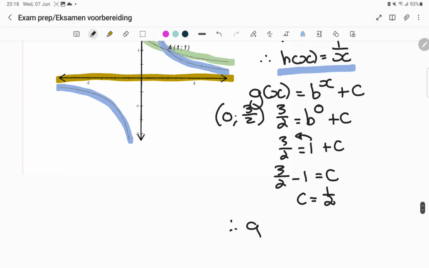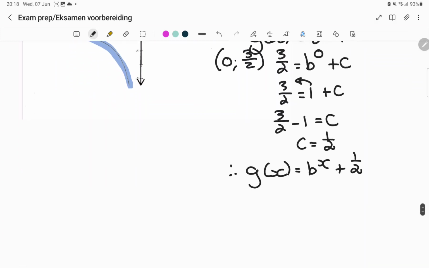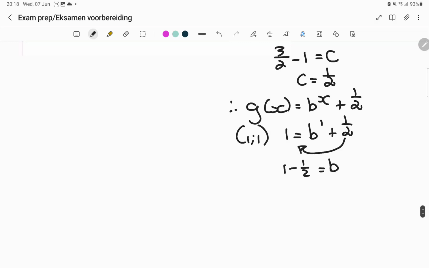Right, so now I know that g of x so far is equal to b to the power of x plus 1 over 2. Now I have to look for another point. So another point I have is point A, which is the point (1; 1). So I'm substituting that in. So in g of x's place, I'm putting a 1. In x's place, I'm putting a 1. And then I have my plus a half. Alright, so we're taking over a half, it becomes 1 minus a half equals b, and 1 minus a half is a half equals b. Meaning that my formula for g of x will be g of x equals (1/2) to the power of x plus a half.